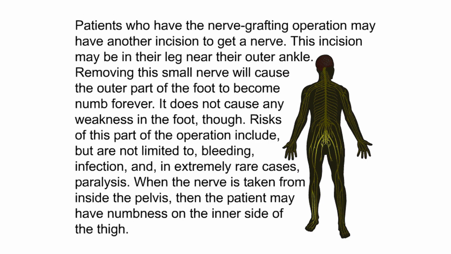Patients who have the nerve grafting operation may have another incision to get a nerve. This incision may be in their leg near their outer ankle. Removing this small nerve will cause the outer part of the foot to become numb forever. It does not cause any weakness in the foot, though. Risks of this part of the operation include, but are not limited to, bleeding, infection, and, in extremely rare cases, paralysis. When the nerve is taken from inside the pelvis, then the patient may have numbness on the inner side of the thigh.